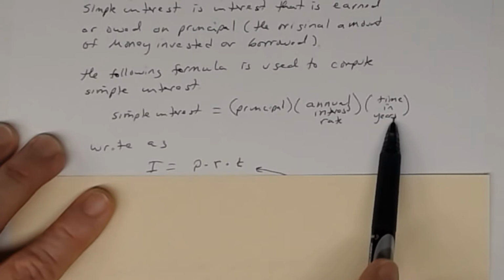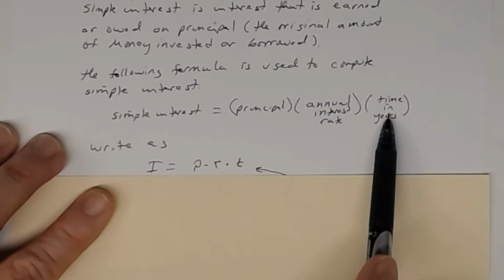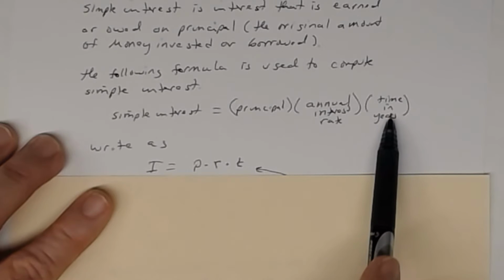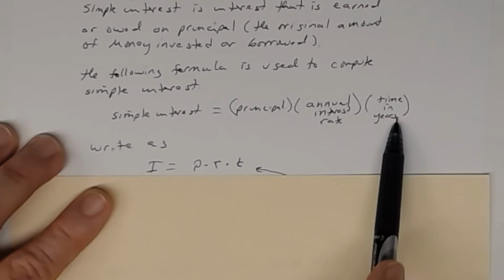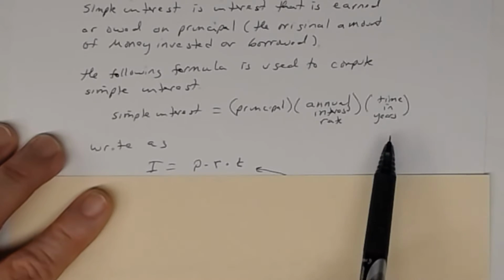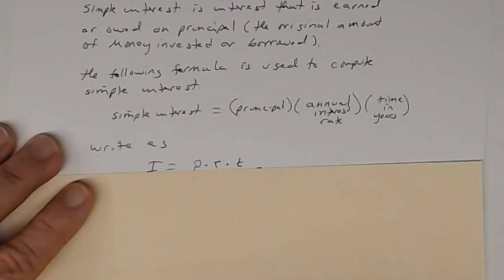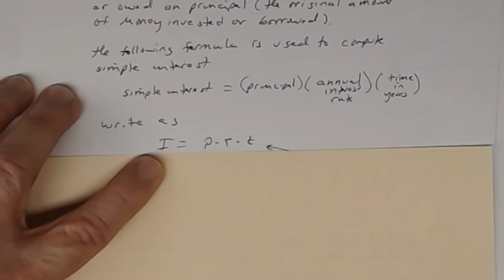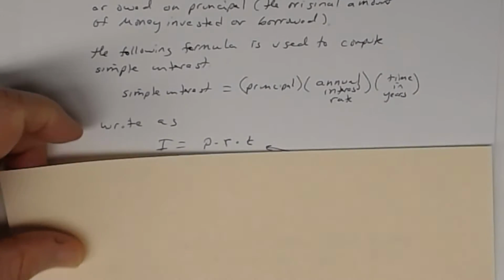If the time is in months, you must convert months to years. For example, 6 months, you divide 6 by 12 and you get a half. So if the time is in months, always divide by 12 to convert it to years. But that's the simple interest formula: interest equals principal times rate times time.